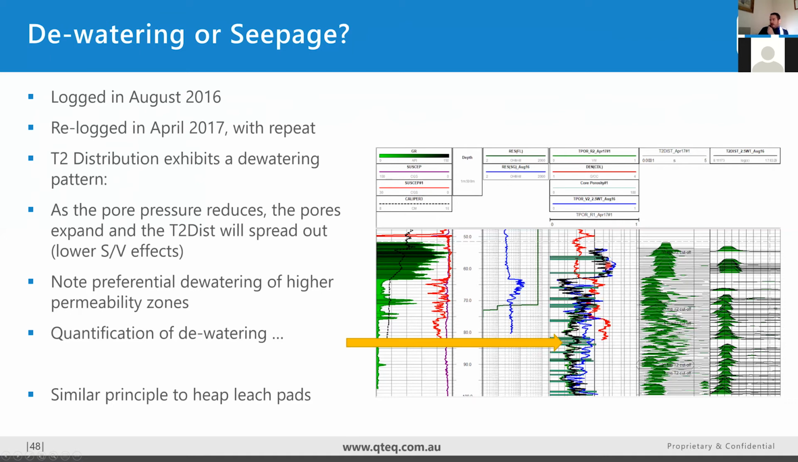And what is also nice about this is where we have this high gamma ray shale unit, our porosities don't change in this zone. They match quite well. And you can start looking at and interpreting if there's preferential dewatering zones. Are you ending up with perched water aquifers and things like that? I don't have an example in this slide deck, but the same principle can be applied to, say, a heap leach pad or a tailings dam, where you can monitor changes in porosity over time.